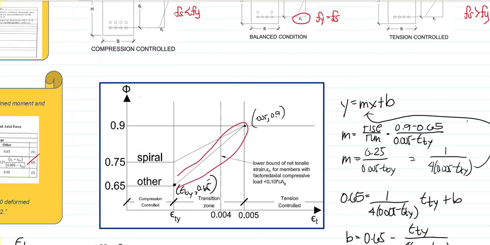papalabas natin yung ating reduction factor kapag nandun ka sa part ng transition zone. Kasi automatic kapag nasa compression controlled ka, the reduction factor is 0.65. Kapag greater than ka ng 0.005, nandun ka sa part ng tension controlled, which is ang reduction factor natin is 0.9. So, doon lang naman nagkakaroon ng equation kapag nasa transition zone ka.